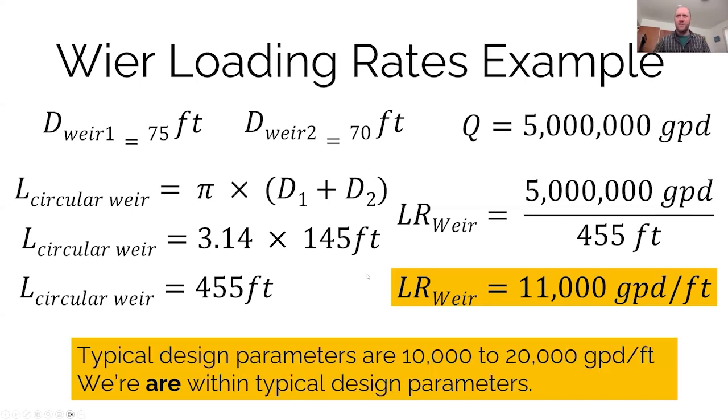In our example here, we end up with 11,000 gallons per day per foot. So we are well within that typical design parameter between 10,000 and 20,000. So that's great.